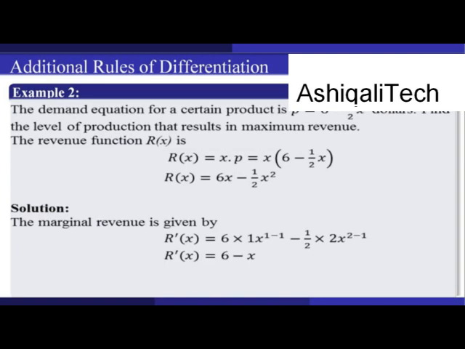The marginal revenue is given by R'(x), that is we differentiate R(x), so we get 6 times 1 into x^(1-1) - (1/2) into 2 times x^(2-1). So we get R'(x) = 6 - x.